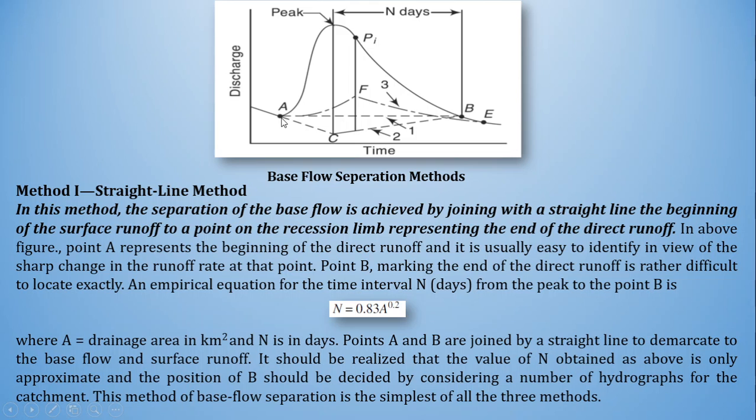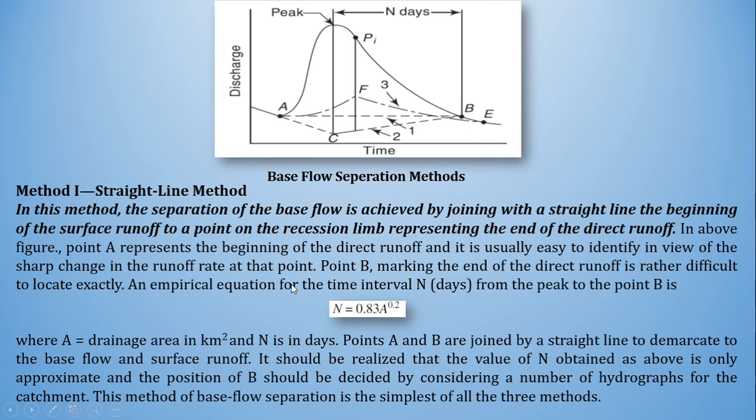In the above figure, point A represents the beginning of the direct runoff, and it is usually easy to identify in view of the sharp change in the surface runoff rate at this particular point. So the identification of point A is quite possible. But point B, marking the end of the direct runoff, is rather difficult to locate exactly.